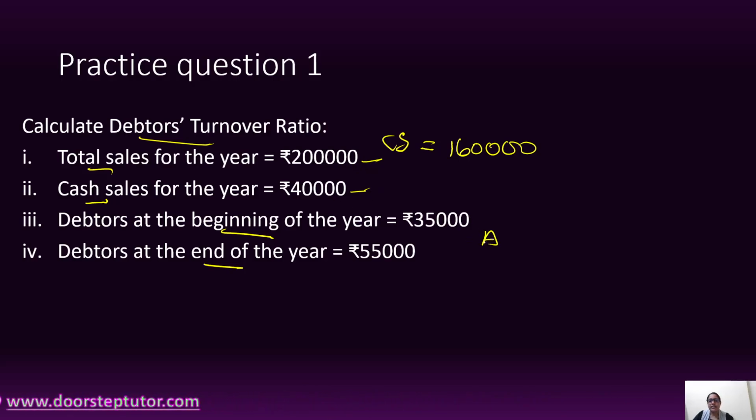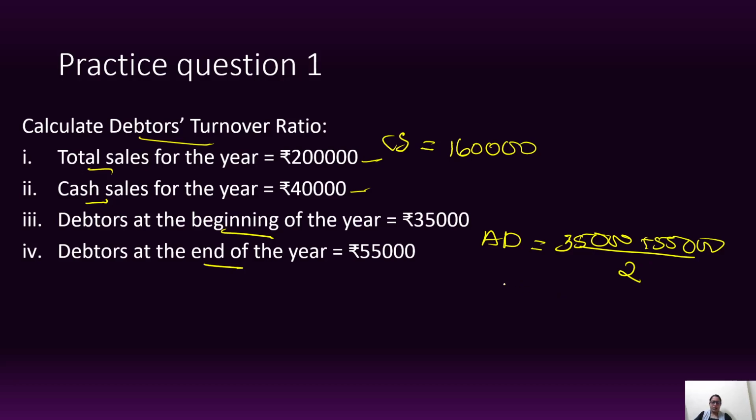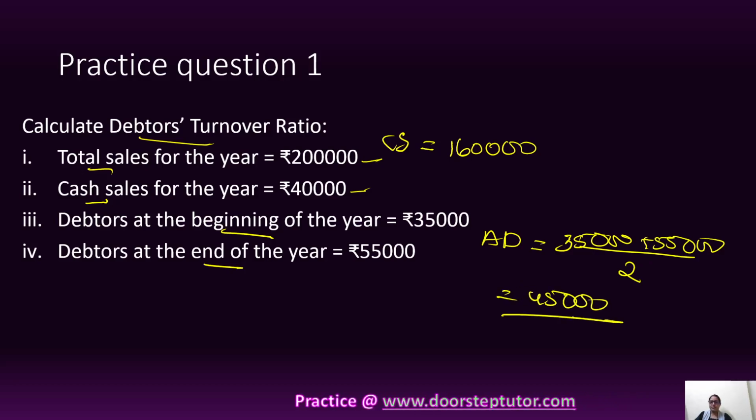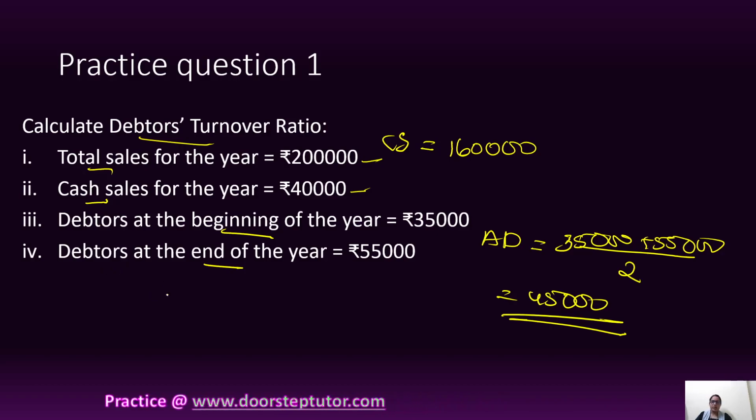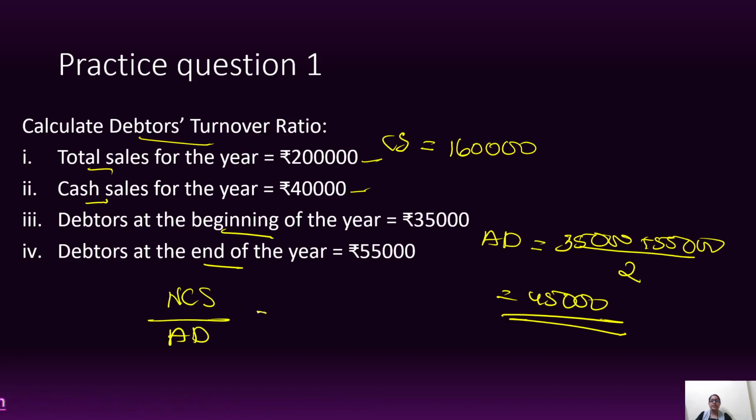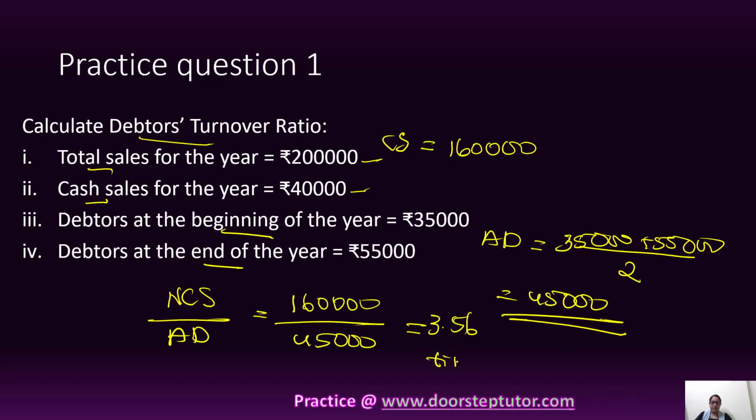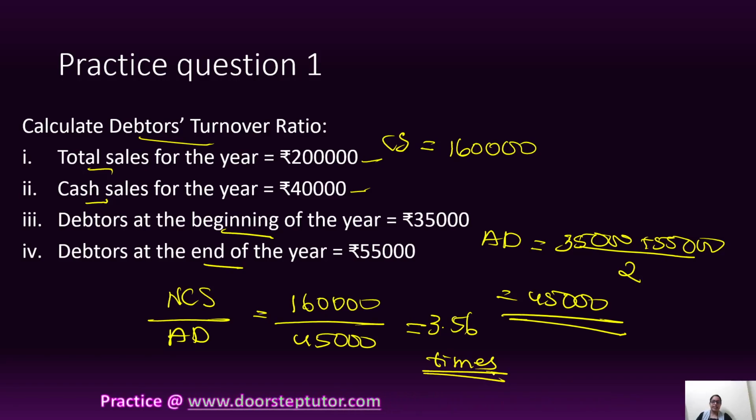We get the average debtors. Average trade debtors, 35,000 plus 55,000 divided by 2, you get 45,000. Now we can find the ratio, that is net credit sales divided by average debtors, 1,60,000 divided by 45,000. That would be 3.56 times. The debtors are turned over 3.56 times.